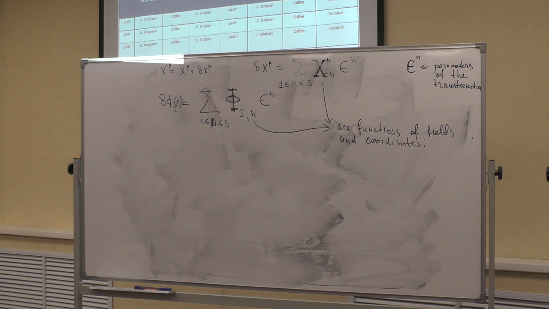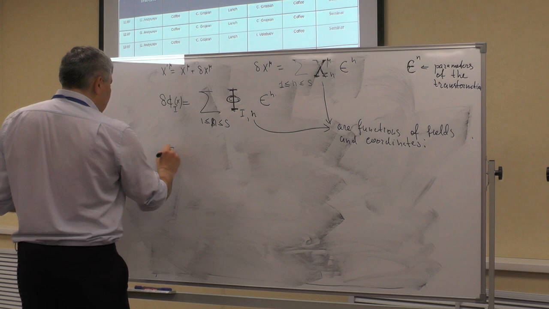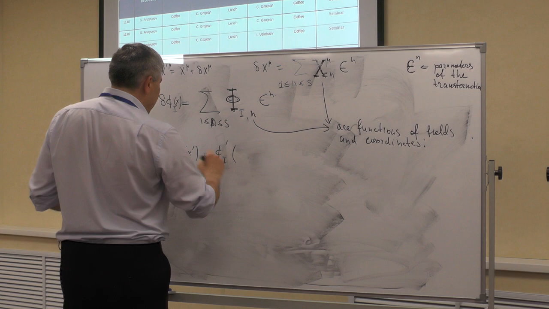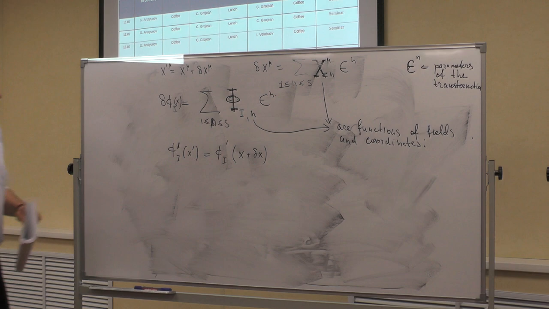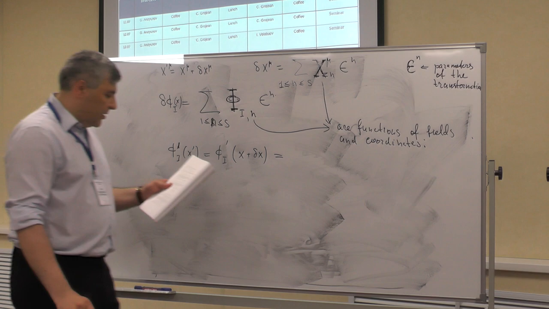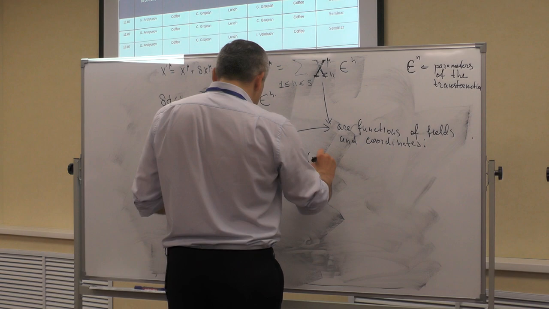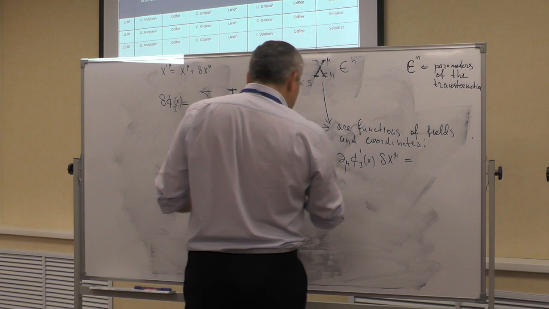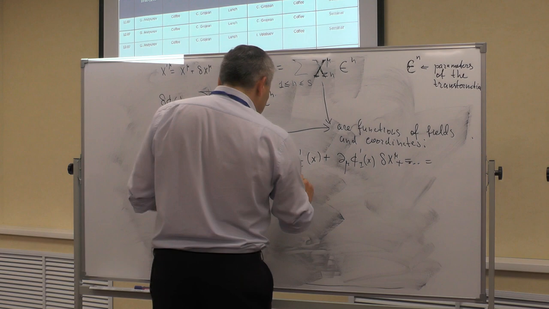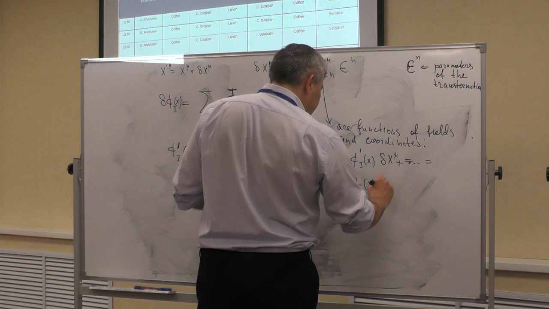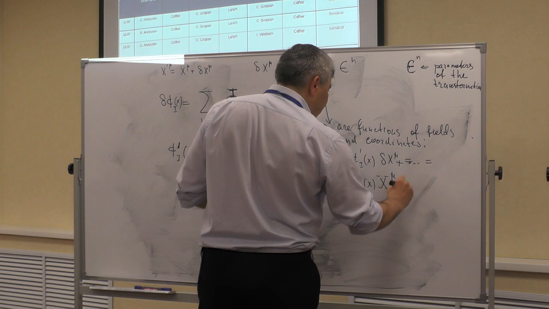Now, consider the variation phi prime I of x prime. We can write it in the following way: phi prime, and instead of x prime, I substitute x plus delta x. Then I expand this expression into a Taylor series, assuming that delta x is small, and I restrict myself just to the leading term. So this will be phi prime I of x plus d mu phi prime I of x times delta x mu, which is phi I prime of x plus d mu phi I of x times X capital n mu multiplied by epsilon n, plus dot dot dot.